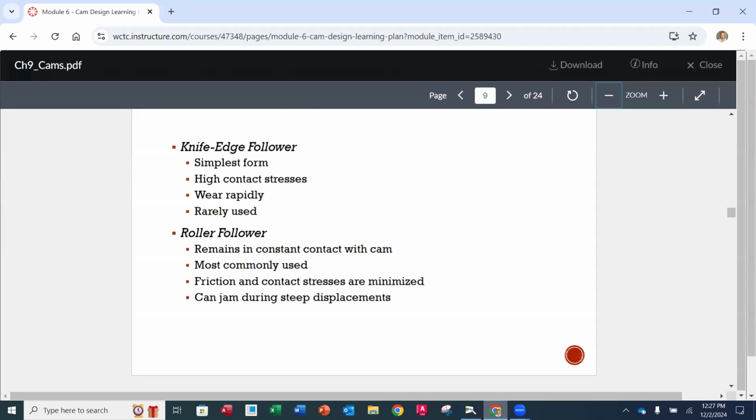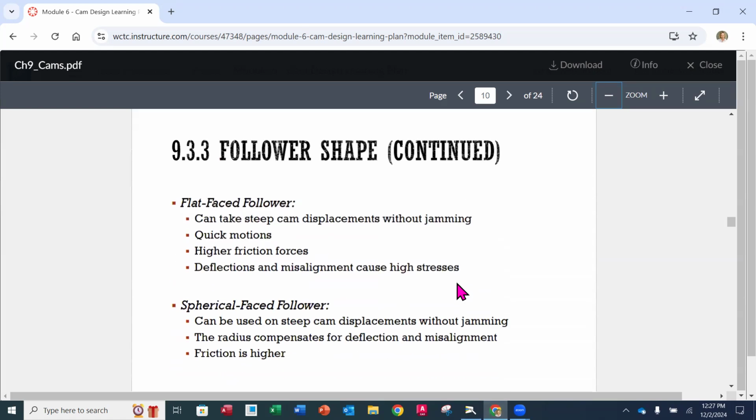But they do have the tendency to jam sometimes if there's steep displacements. When we say steep displacements, we mean that depending on the ratio of the time to do the displacement to how much displacement you're going to do, if it needs to be a really large displacement in a short amount of time, they can jam. Okay. So you just got to be aware of that.